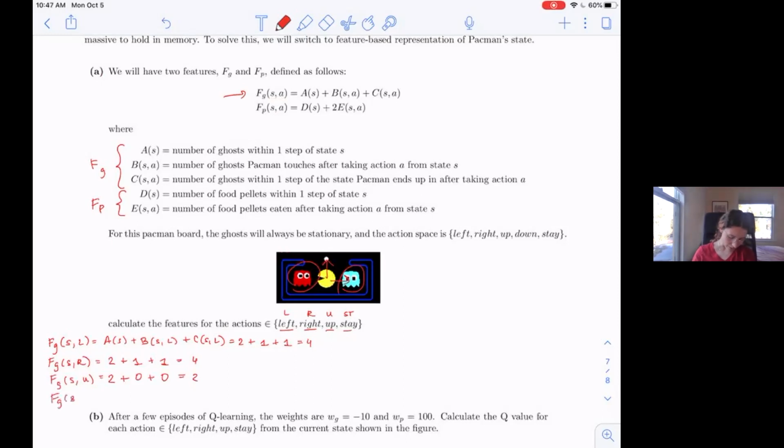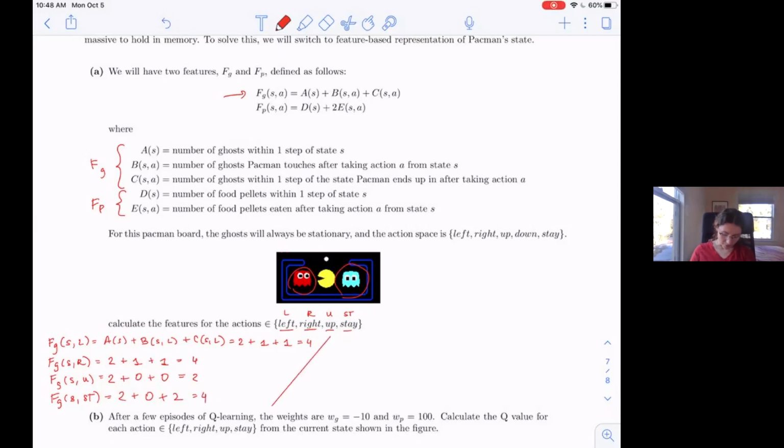Finally, FG of ST, or staying, is going to evaluate to 2 ghosts still, because he's surrounded from the left and right. But if he chooses to stay, there's going to be no ghosts he's touching, but there's actually going to be 2 ghosts within one step of him. So 4 here.